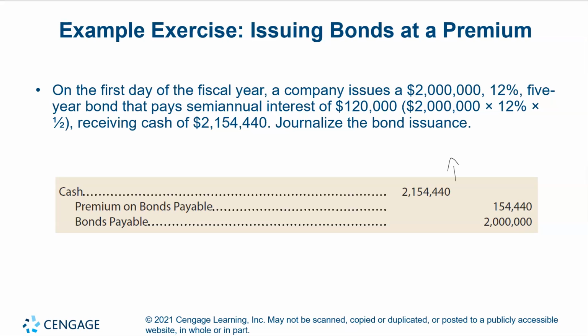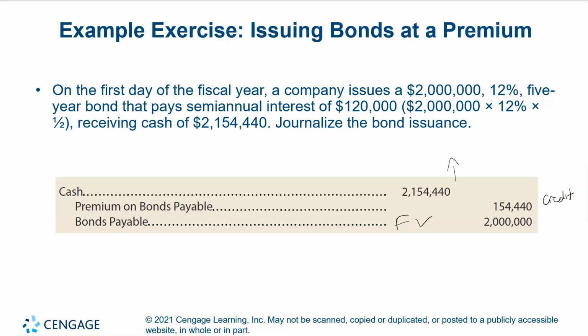Okay, so this is our initial issuing of the bond. When we issue the bond, we got $2,154,440 of cash. We promised to pay them back. This is always face value, $2 million. The difference that we need is a credit. So that's why it's a premium of $154,440. So a premium has a normal credit balance.